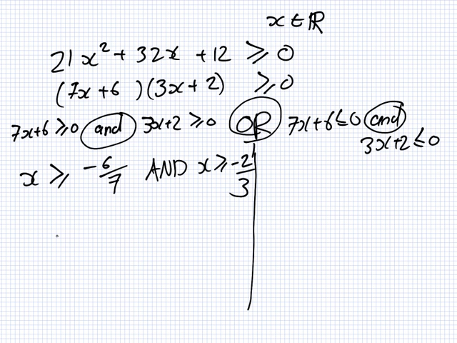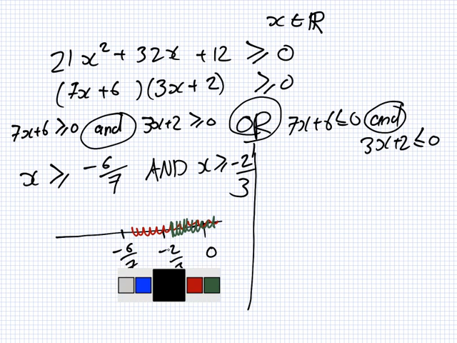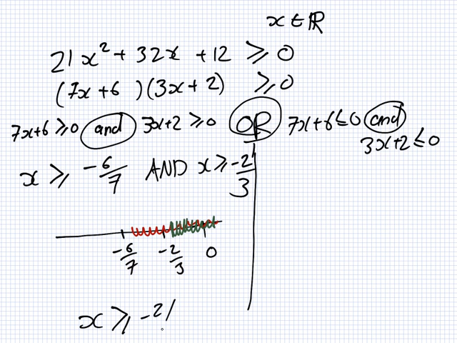So a number line will help here. Here's minus 6 over 7. Here's minus 2 over 3. Here's 0. And firstly, I need x to be bigger than minus 6 over 7 and bigger than minus 2 over 3. So the only way I can have both true is if x was bigger than or equal to minus 2 over 3. That's the only way both can be true at the same time. It's the only way I can get the and.